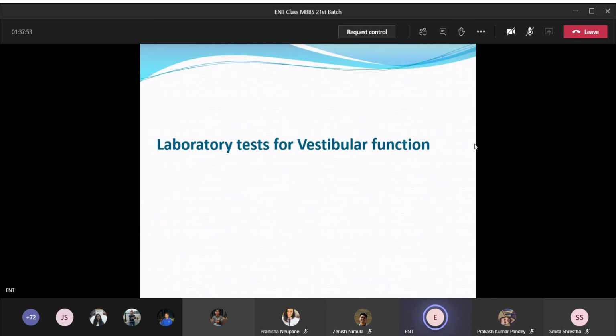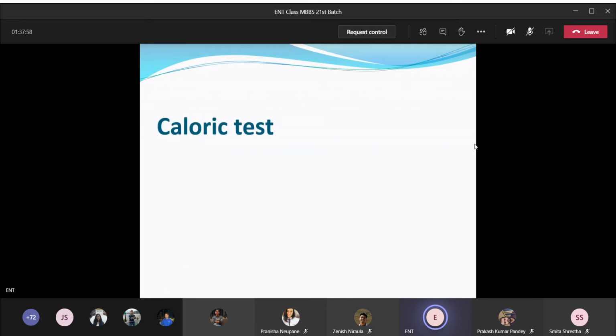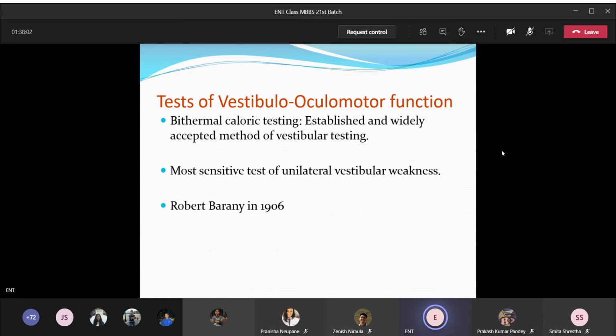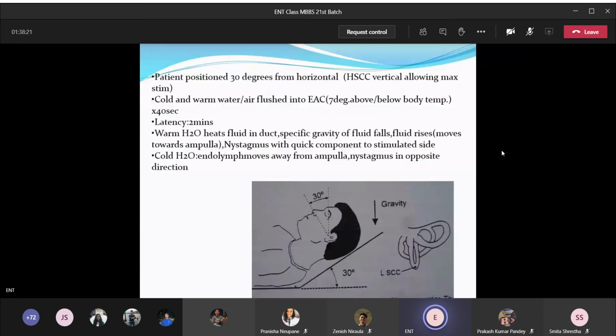Now other laboratory tests for vestibular function. First, caloric test. So for vestibular oculomotor function, we do bithermal caloric testing. It is an established and widely accepted method of vestibular testing. It is the most sensitive test of unilateral vestibular weakness. It was first discovered by Robert Barany in 1906.